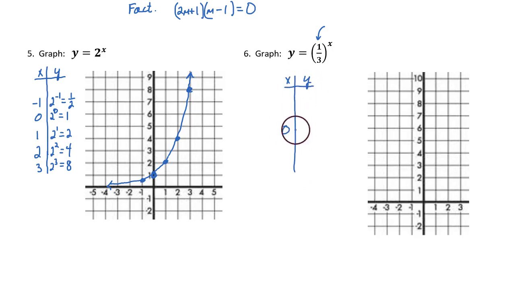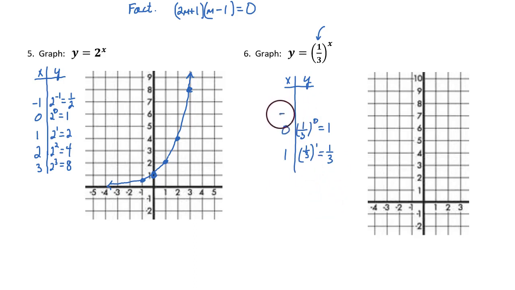And make sure you choose 0 as one of your x values. So 1/3 to the 0 power is equal to 1. We could use 1 for x. 1/3 to the first power is equal to 1/3. If I choose more positive numbers, I'm going to keep getting smaller and smaller fractions.